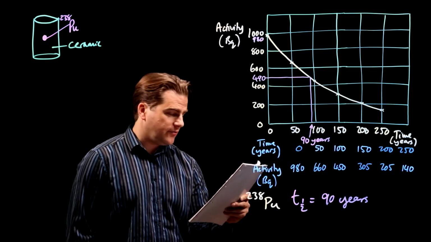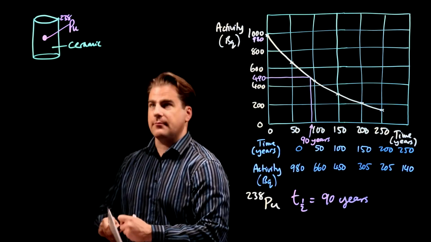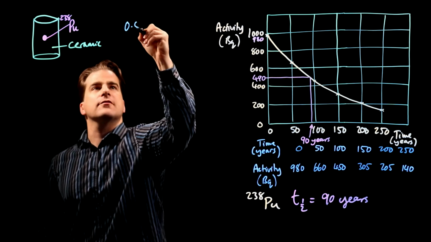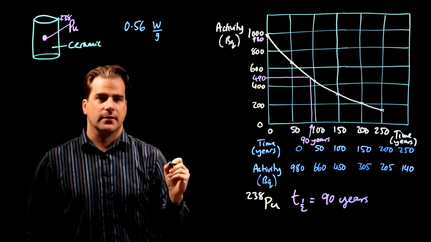Plutonium-238 transfers thermal energy at a rate of 0.56 watts per gram. Okay, so we've got 0.56 watts per gram.